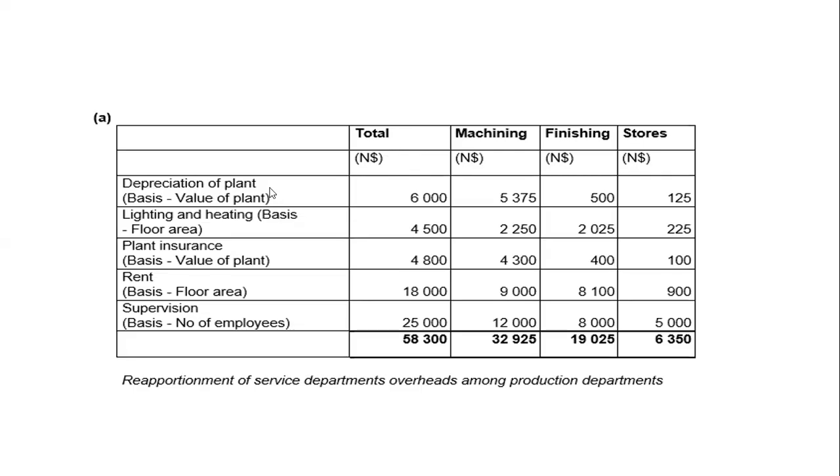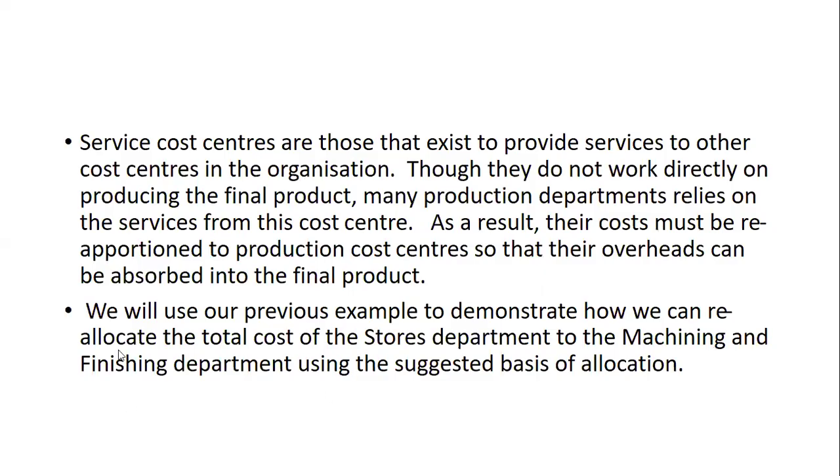So for depreciation of plant, just know the basis of apportionment. The total amount is 6,000. Lighting and heating, the total amount is 4.5. We're using floor area here for space, plant insurance, rent, and all that. Just know the basis of apportionment, the total, then you apportion between the 3 departments. Okay, which is exactly what I emphasized lately. All right, continue.